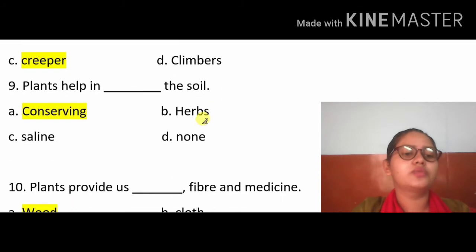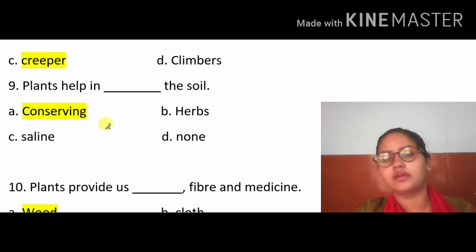Now come to here: plants help in dash the soil. What do they do? They give herbs? Plants help in herbs the soil? No. Selling the soil? No. None is not our option. The answer is conserving: plants help in conserving the soil. They save the soil. Okay.